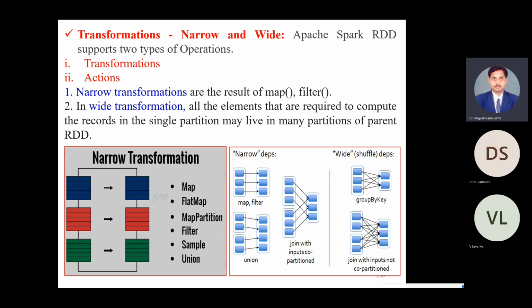I'm going to demonstrate all narrow transformations as well as wide transformations. Wide transformations are required to compute the records in a single partition that may live in many partitions of the parent RDD, like group by key and joins. We use group by key and join with inputs in wide transformations. Now I am going to explain each transformation in the Spark environment.